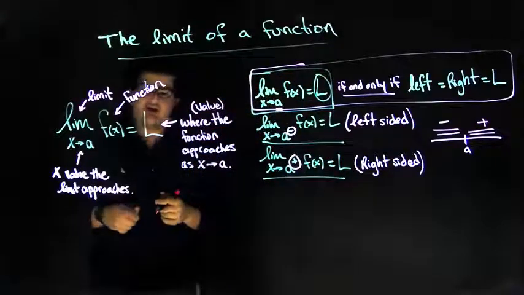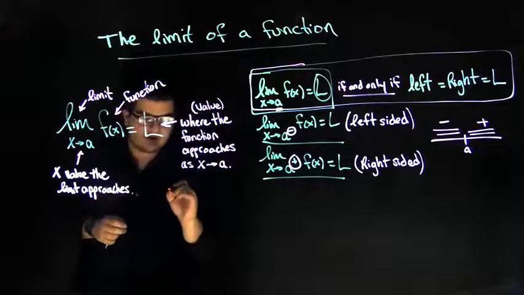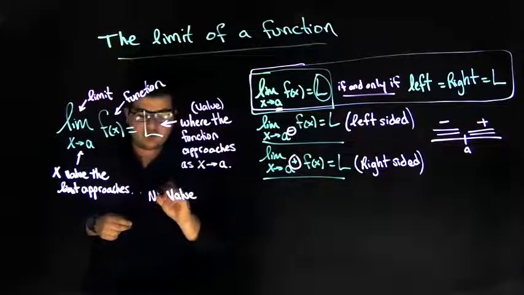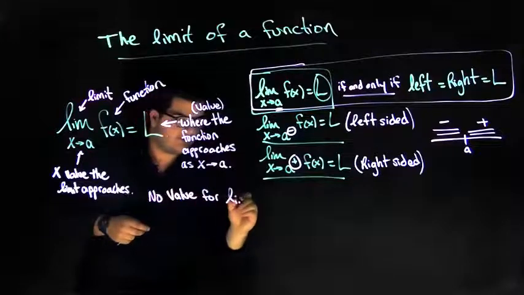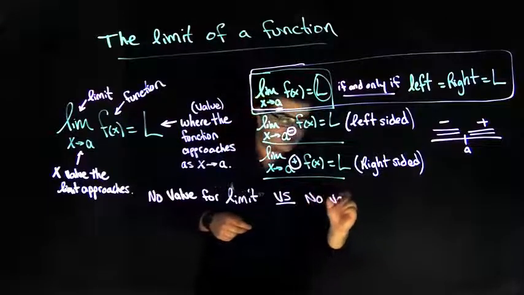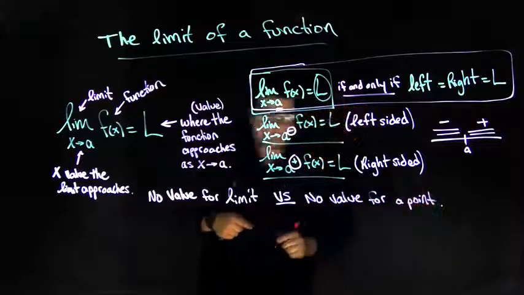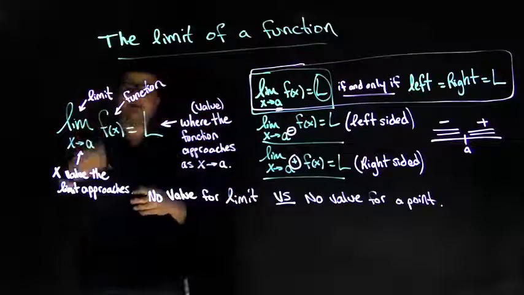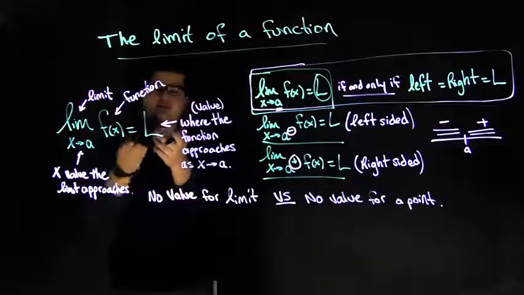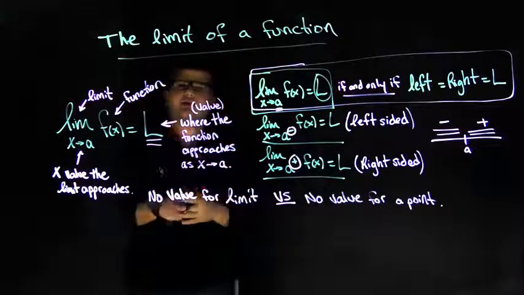The last thing we're going to talk about is two things for notation. The first thing is where the value of the limit does not have one value, or no value for the limit, versus no value for a point. So if I give you a problem that has the limit as x approaches a of f of x, and you get to give me the answer, and you find that there's no value, there's no L, there's no value for that limit, what are we going to say, or how are we going to signify that?